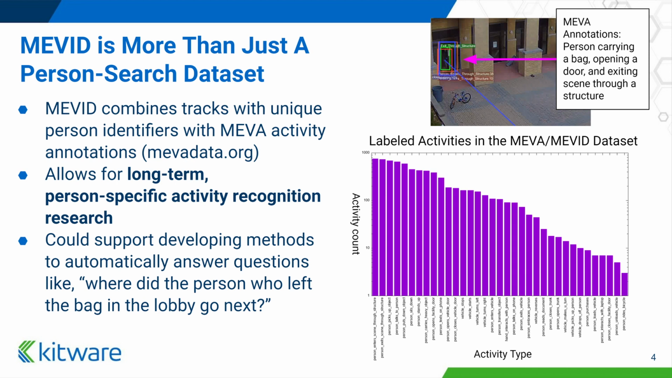the lobby go next? On the upper right there, you can see an example of a MEVA activity annotation. It's a single frame annotated with a person carrying a bag, opening a door, and exiting the scene through a structure. And you can see a distribution of different activities and their frequency in the MEVA dataset on the lower right.